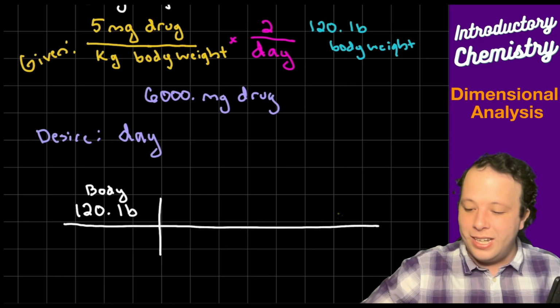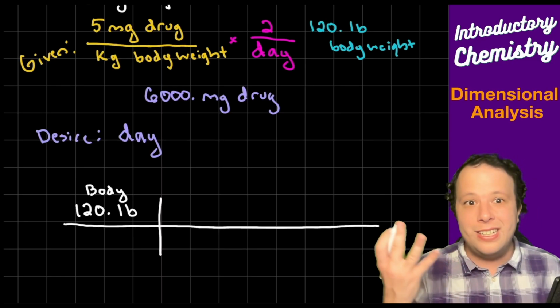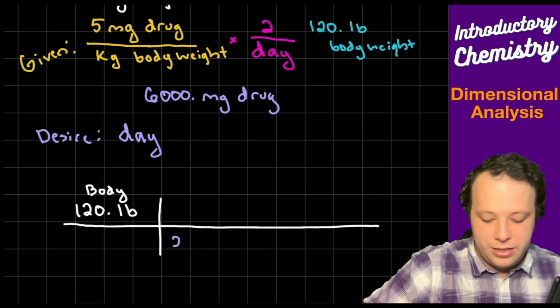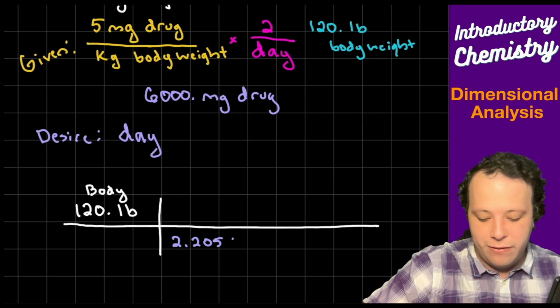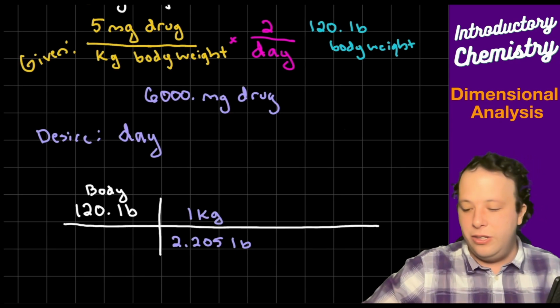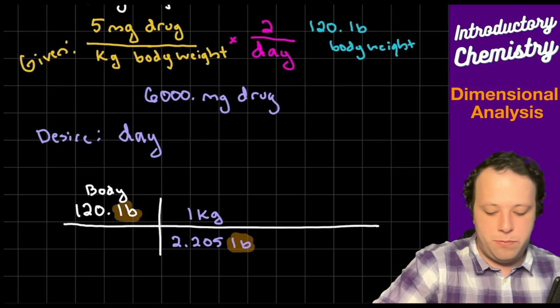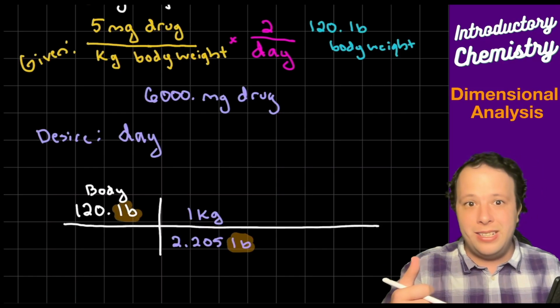So we have to look in our handy dandy reference sheets to see pounds to kilograms. And you will see that 2.205 pounds is 1 kilogram. So this is something you look up. When we do that, pounds cancels pounds. It puts it in kilograms for ourselves.